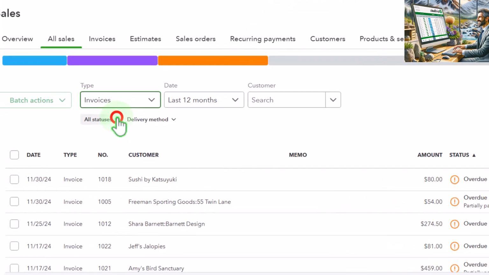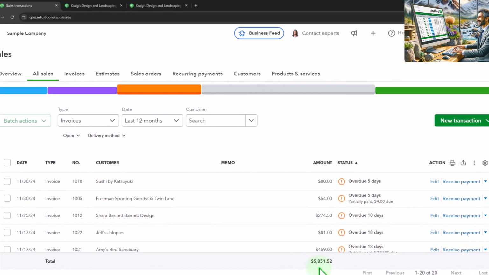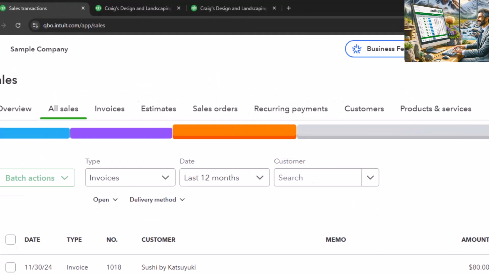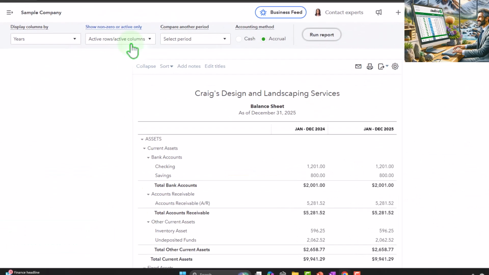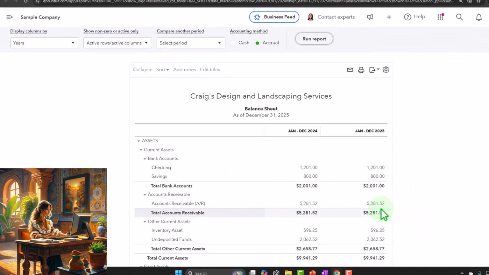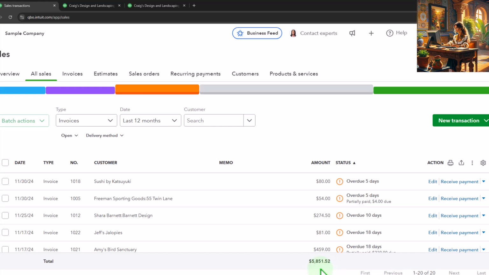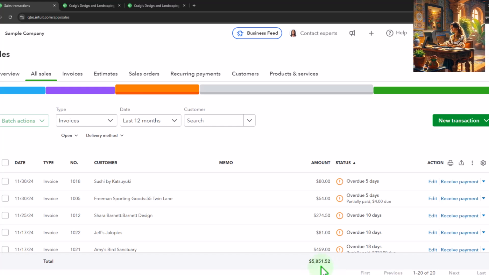Here's the status. So I hit the status. If I go to open invoices, now we're at 5,851.52. That should tie out to what's on the balance sheet, which is 5,281. 5,281? 5,851. They got those numbers backwards. They're messing with me, man. They're messing with my backwards head.